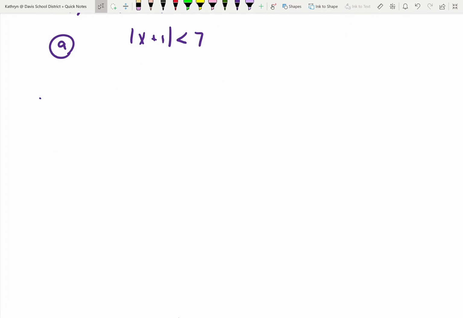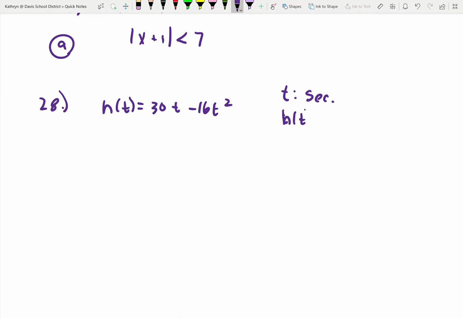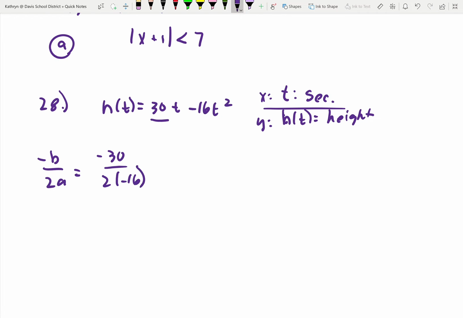Okay, 28. A ball is thrown upward. It models this formula. After how many seconds will it reach a maximum? T stands for time in seconds, and your h of t, which is your y, stands for the height. So they want to know how many seconds, which is the x coordinate of the vertex. So it's super simple. Negative b over 2 times a. b is 30, so it's -30 over 2 times -16.